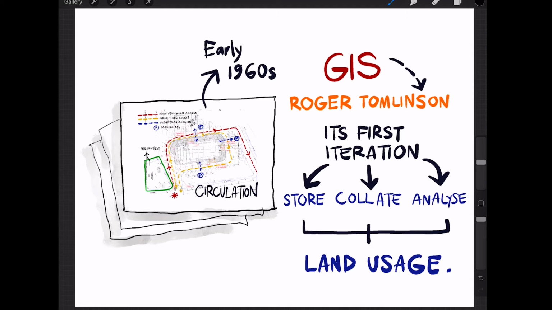For example, in the sketch on the left-hand side, you can see I put a map of circulation, and the stacks of maps beneath it. Maybe these are other inventory element maps. Land usage, as you have learned in your studio, you are now in your second year, so you have learned three previous studios. You know what the inventory elements are. These are the elements that can be stored, collated and analyzed based on land usage.